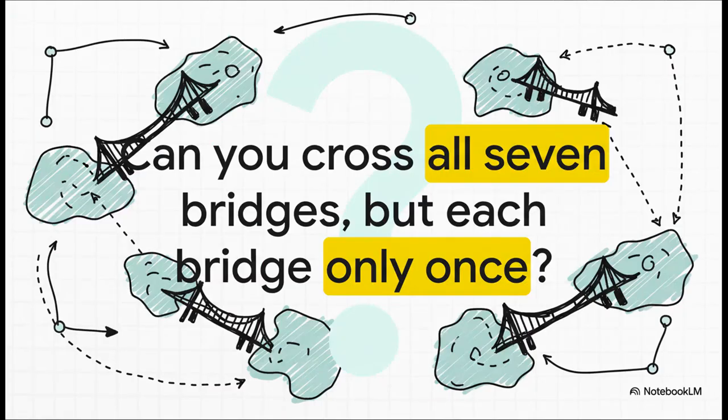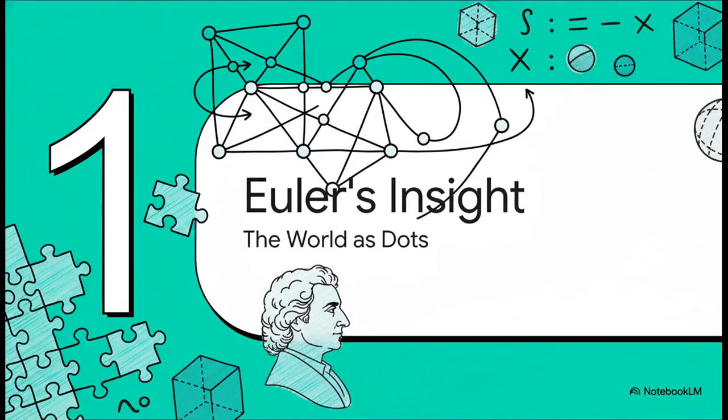And the people living there came up with a kind of brain teaser, a challenge. It sounds simple enough. Can you take a walk through the city, cross every single one of those 7 bridges, but, and here's the catch, cross each bridge only once? For years, people were stumped. I mean, they tried everything, starting from different places, taking all sorts of weird routes, but nobody could pull it off. It seems so simple, but it was like this perfect little mathematical trap.